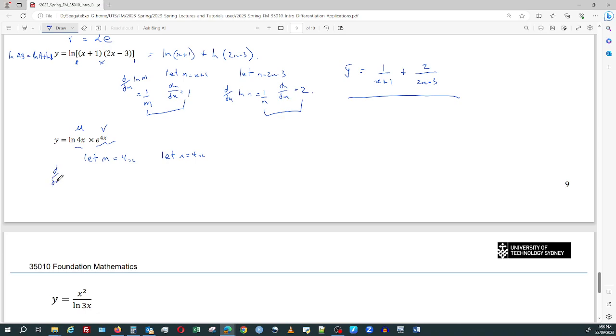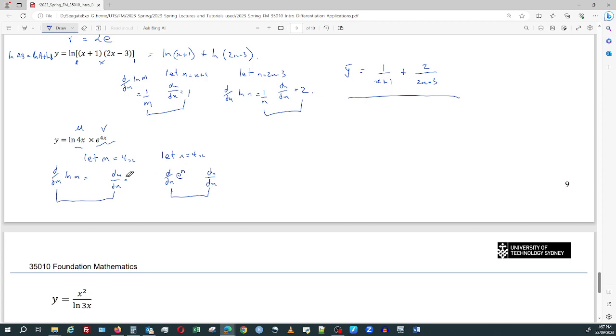So we're going to have d/dm of the ln of m. We're also going to have dm/dx. So that's the chain, they're a chain together. We're also going to have d/dn of e to the n. That's the other one. And we're also going to have dn/dx. So that's the second chain for the second term.